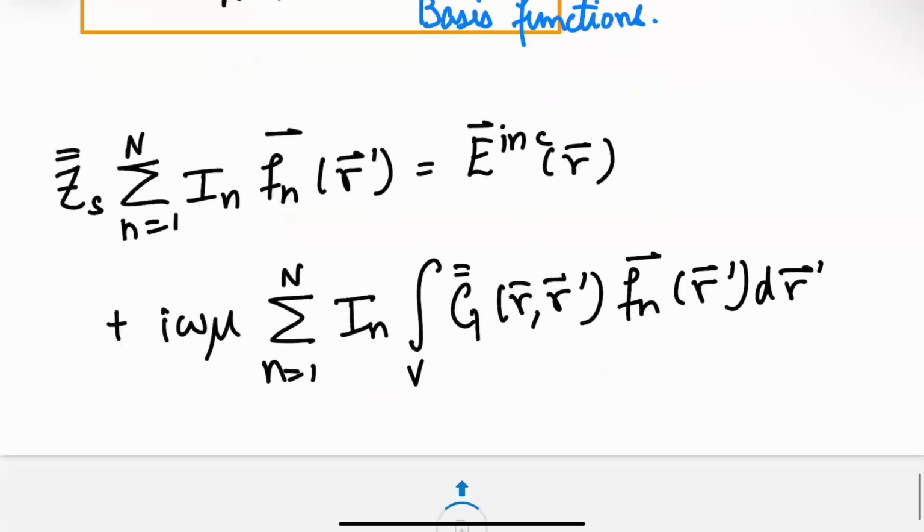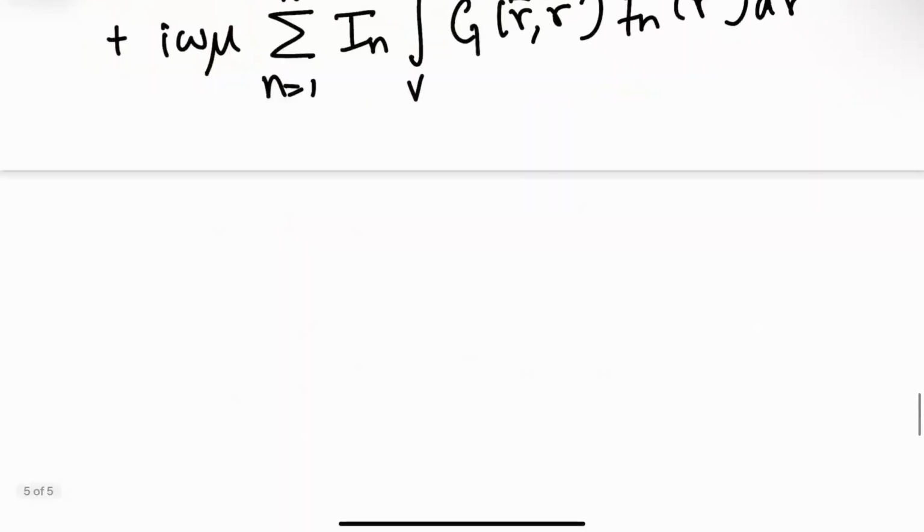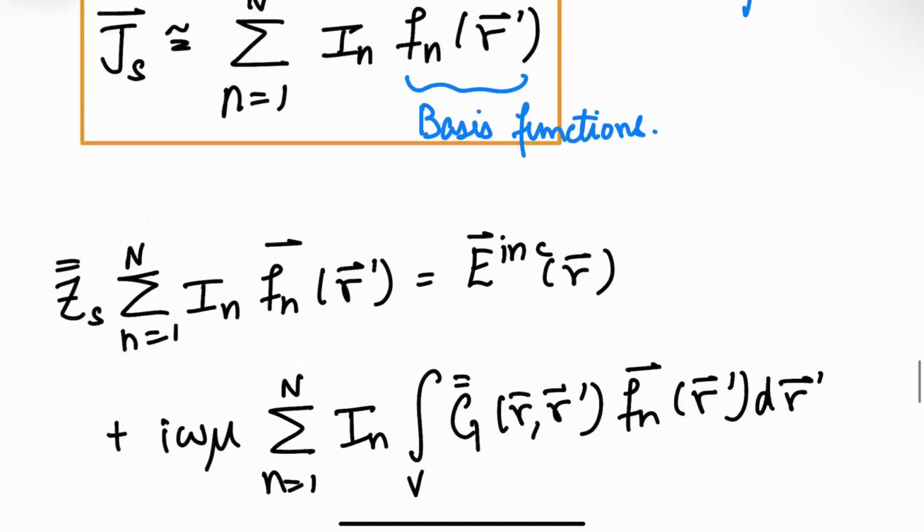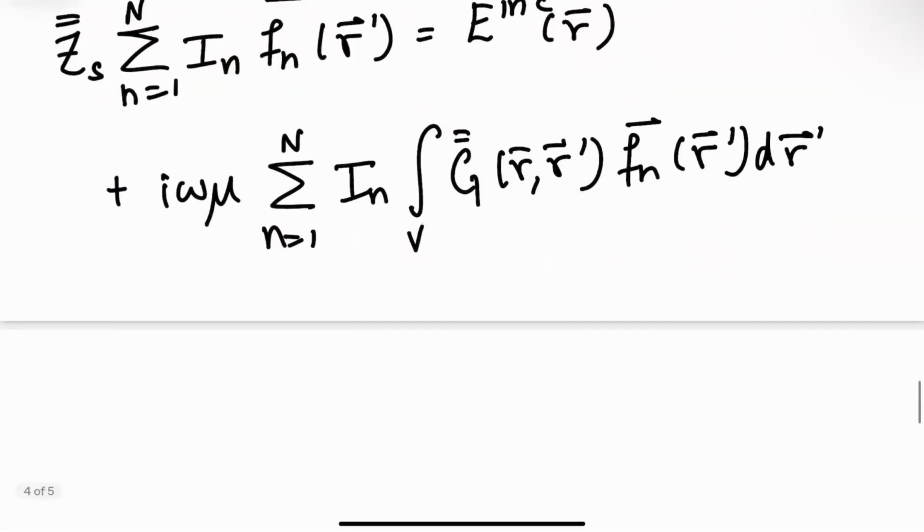How many unknowns are there? So there are N In's, right? N goes from 1 to N, so there are N of them. So we have one equation basically here, which is a function of space, and we have N unknowns. There's a small mistake here. This should be a function of just r.